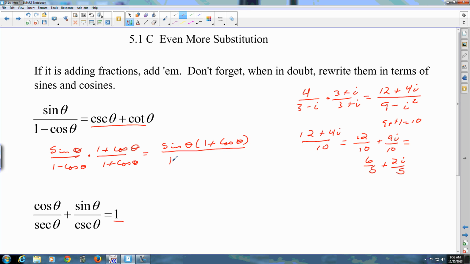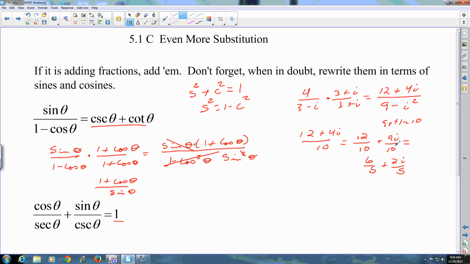So the bottom becomes 1 minus cosine squared theta. It's a difference of squares pattern, just like we did here. And remembering your Pythagorean identities, sine squared plus cosine squared is 1, so 1 minus cosine squared is sine squared. So this bottom cashes in for sine squared. You have sine over sine squared. It's a product. When you have a product, you can cancel stuff. So that cancels out, and initially, you're left with 1 plus cosine theta over sine theta.